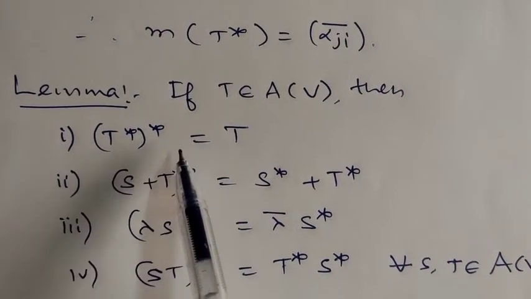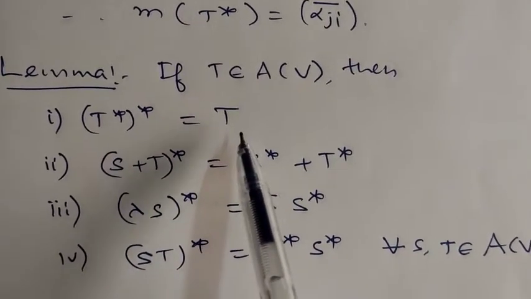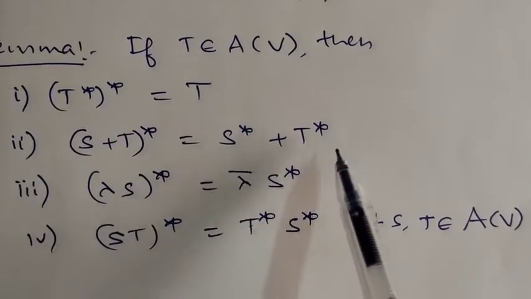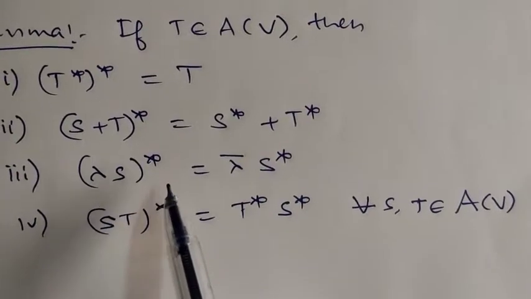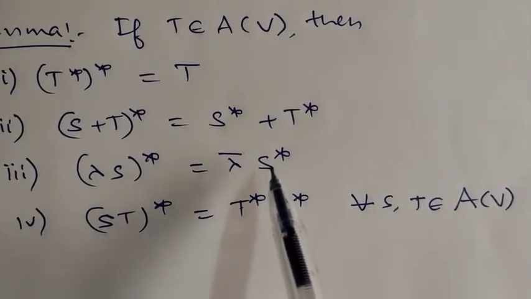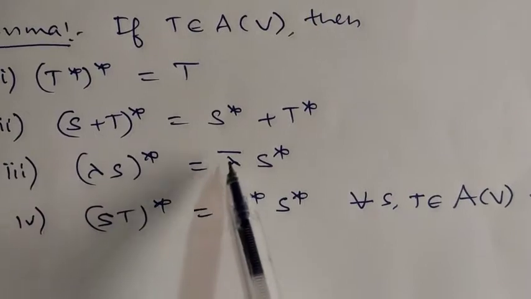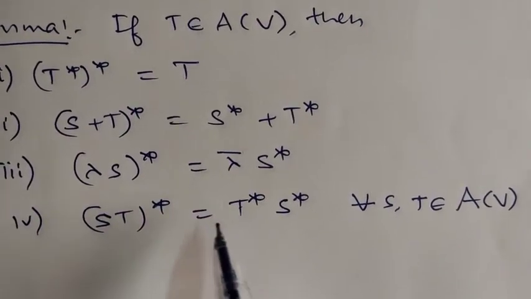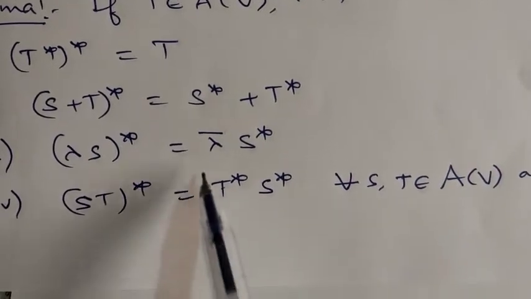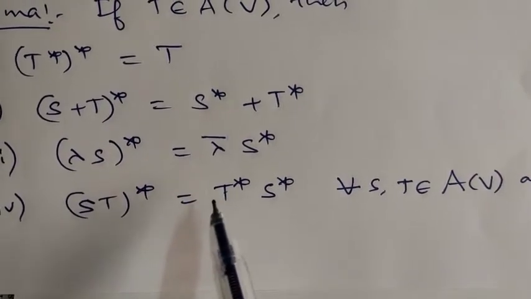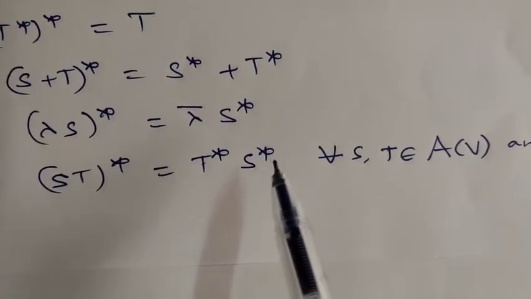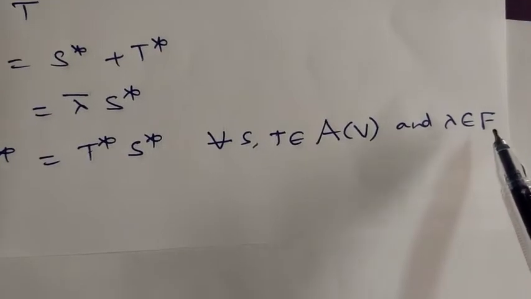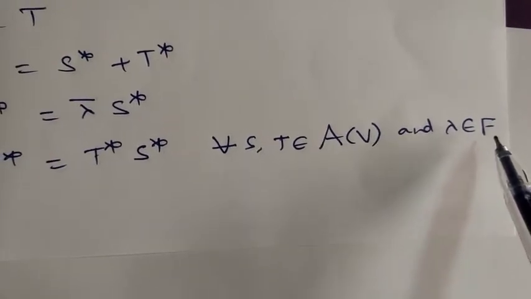T star whole star, the adjoint of an adjoint, is T itself. S plus T whole star is S star plus T star, and lambda into S whole star is lambda bar into S star. It comes out with a complex conjugate. Okay, and the fourth one is S into T whole star is T star into S star. These two are very important. S into T whole star is T star into S star, for every S and T belonging to E of V, and lambda is a scalar which lies in the field F.